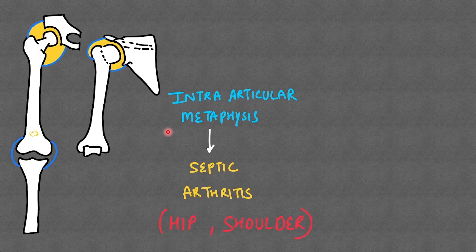Now we have to understand that if the metaphyseal region is inside the capsule of a joint, then this abscess can easily spread inside this joint and cause a septic arthritis. I will make a separate video for septic arthritis. And the common joints which are involved in this condition are the hip joint and the shoulder joint, because the metaphyseal region which is involved lies inside the capsule of these joints, and if the pus is formed in the metaphyseal region, then it breaks through the cortex to enter the joint and causes a septic arthritis.